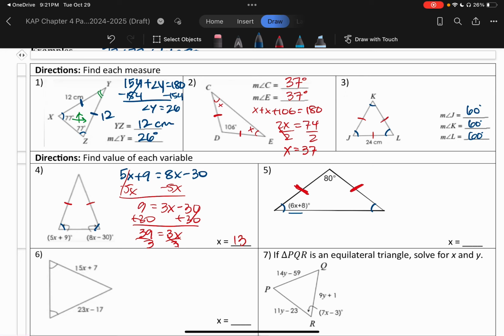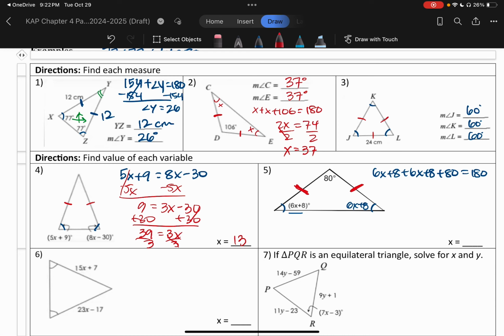So if this is 6x plus 8 right here, then this is also 6x plus 8. And now you can just do the triangle angle sum theorem again. So setting up our equation here in blue would be adding up all three angles to 180. So this would be 6x plus 8 plus 6x plus 8 plus 80 degrees is equal to 180.